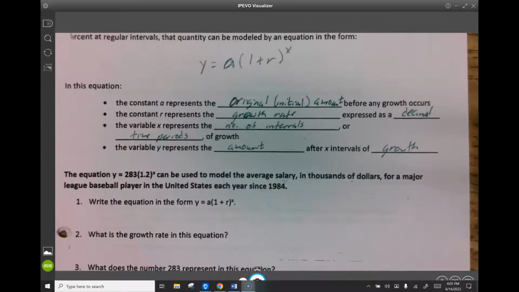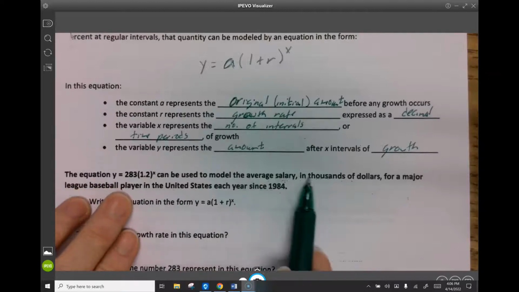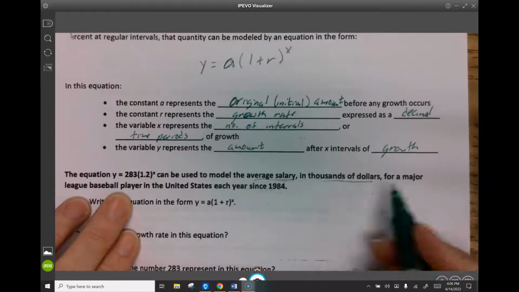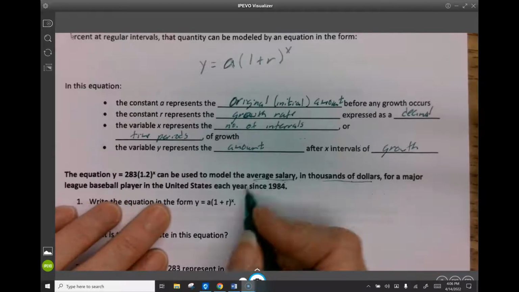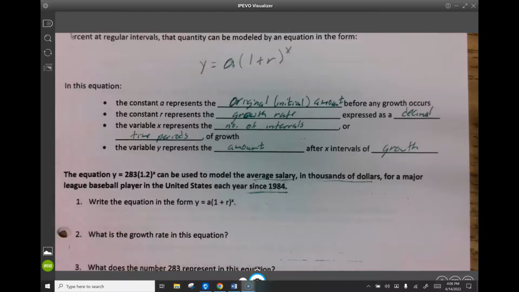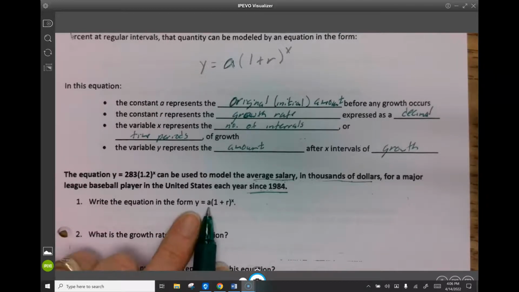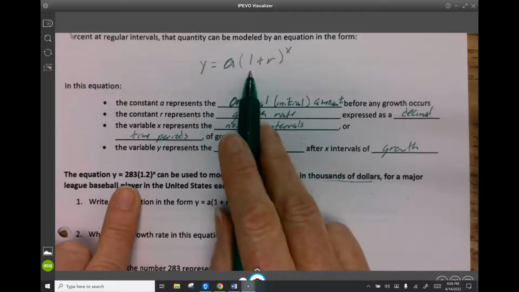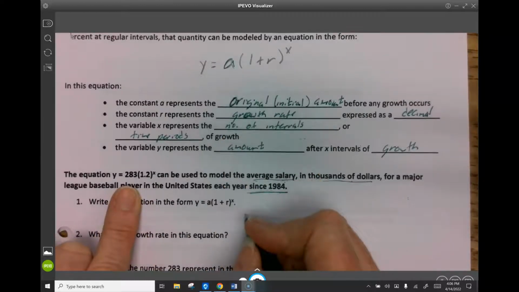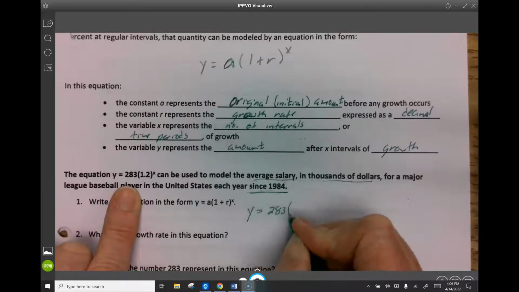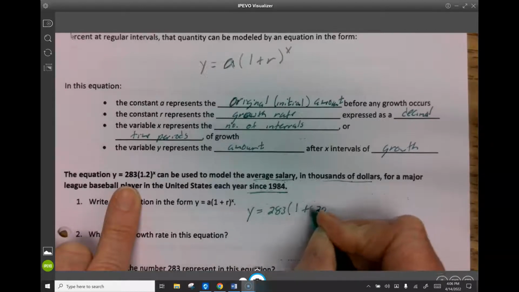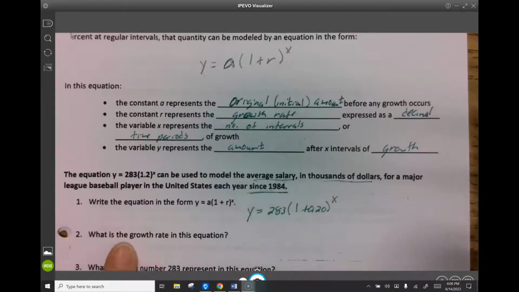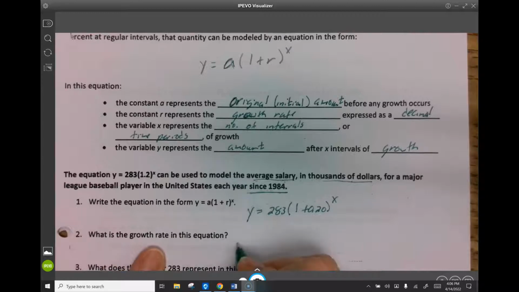So we're going to look at the equation so that we can identify what's happening. If this is my equation, it can be used to model the average salary in thousands of dollars for a Major League Baseball player in the United States each year since 1984. Okay, so pay attention to those. Write the equation in this form. Well, notice we have 1.2, and that rate is going to be a decimal. So this can be rewritten as y is equal to 283 times 1 plus 0.20 to the x. What is the growth rate? Well, the growth rate is 0.20, but we're going to write it as a percent. With a percent, you move the decimal point 2 places, so it's 20%.